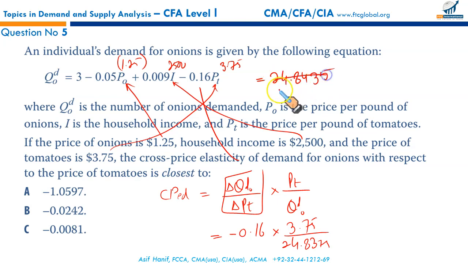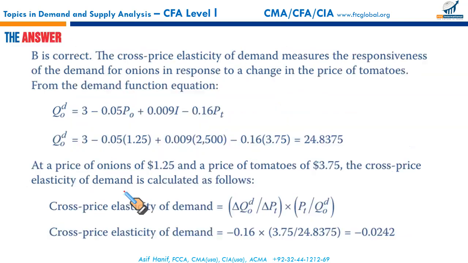In fact, the whole number was 24.8375. So when you simplify, you get negative 0.0242, and that makes B your correct option. B it is.